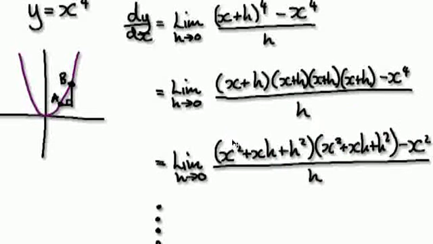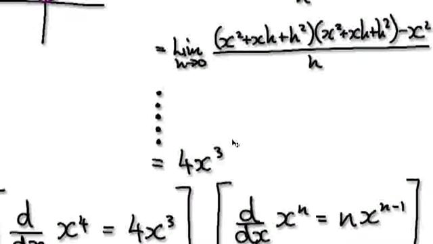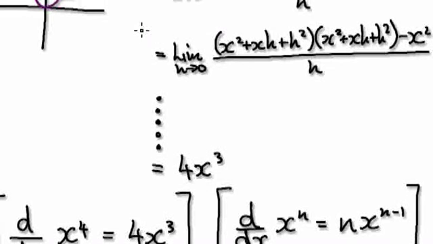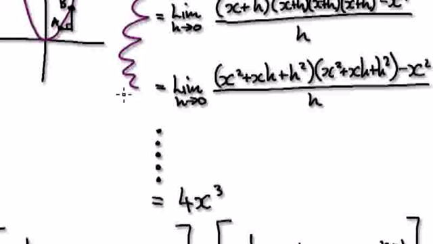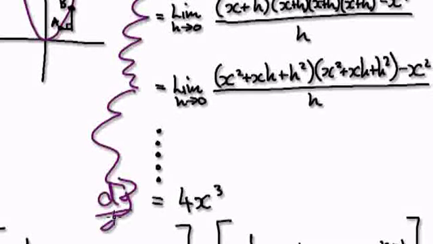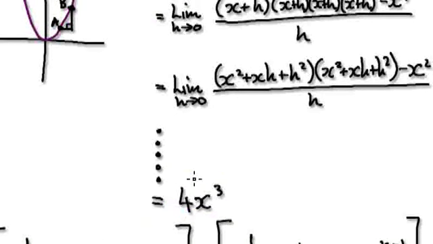Well, anyway, and then in the end, so x to the power 4 here. Follow through the whole process, and then it will give you the answer dy by dx as 4x to the power 3.